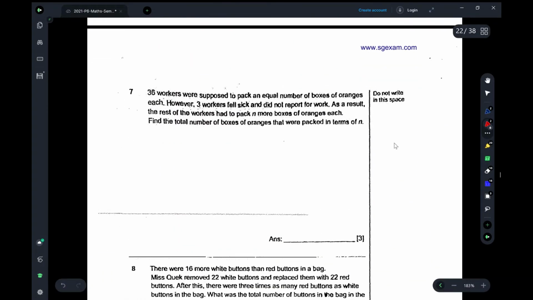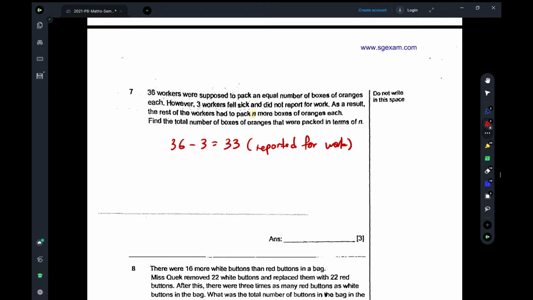Right, moving on. 36 workers were supposed to pack an equal number of boxes of oranges each. However, 3 workers fell sick and did not report for work. As a result, the rest of the workers had to pack N more boxes of oranges each. So this is another algebra question. Okay, so the rest of the workers, which is how many workers? 36 minus 3. 33 workers reported for work. And each of them will have to pack N more boxes of oranges each.